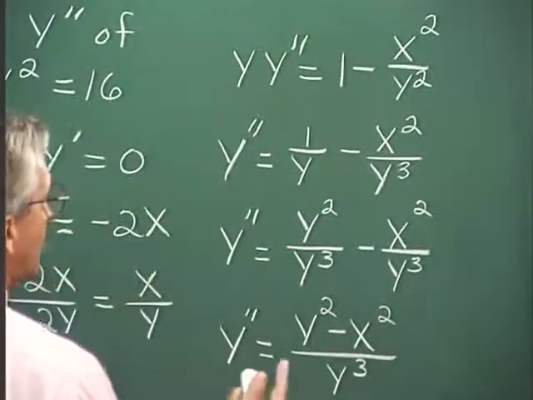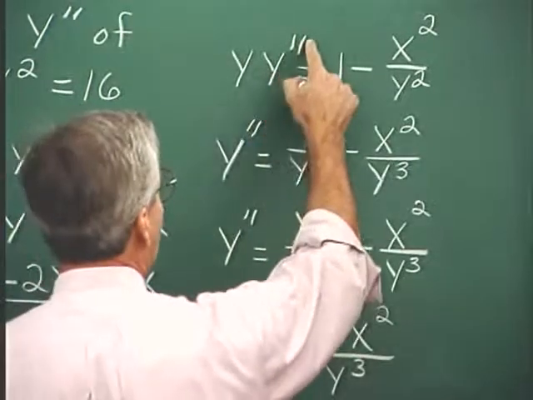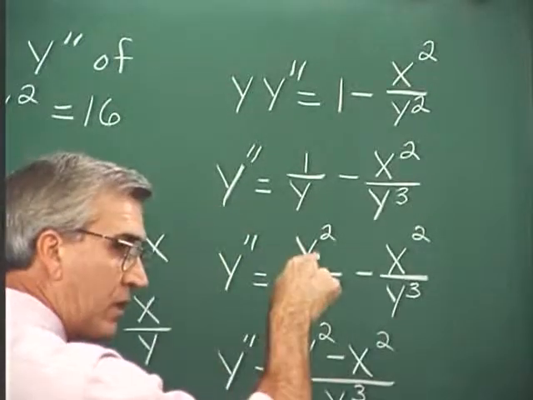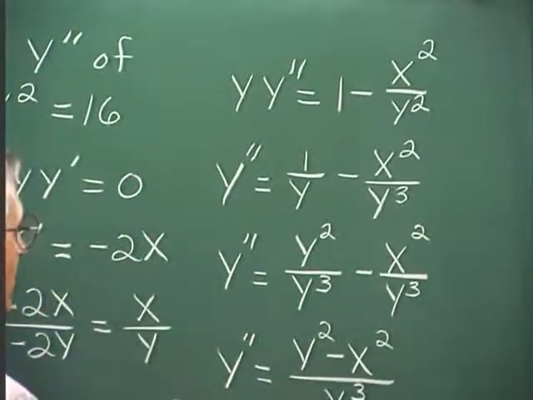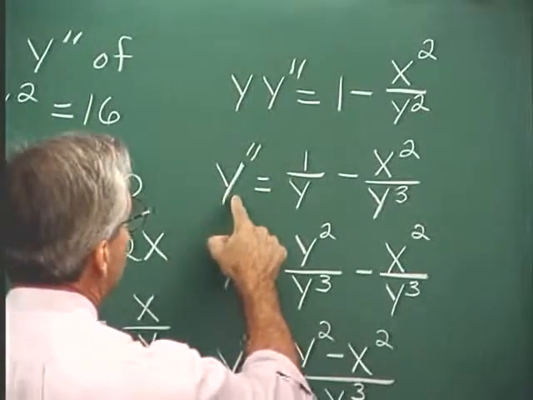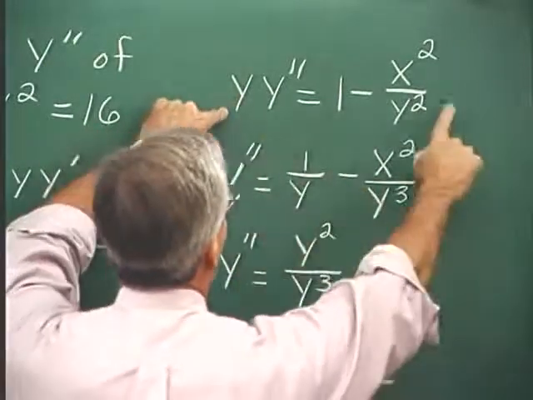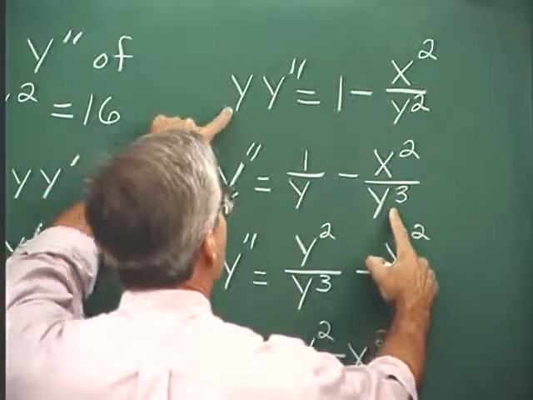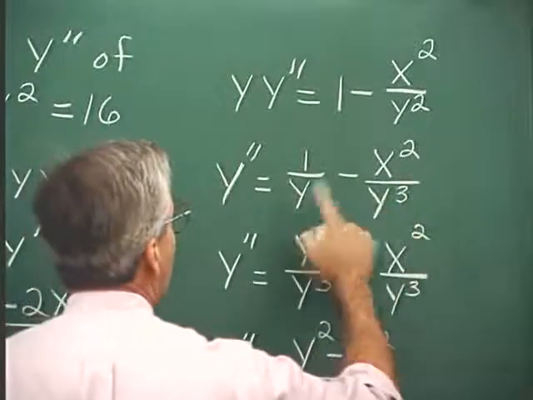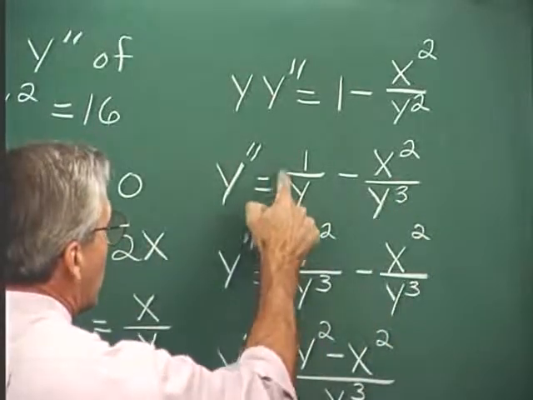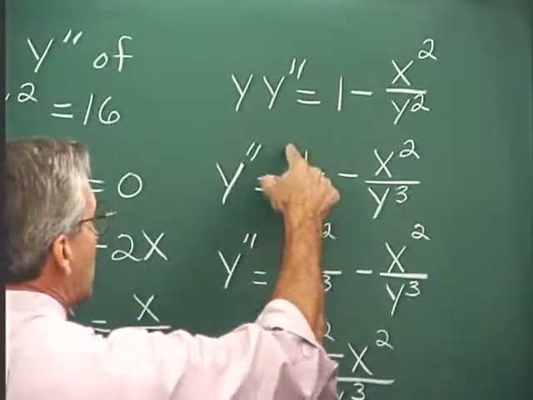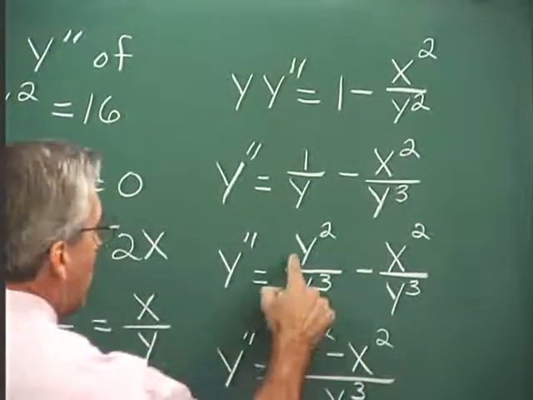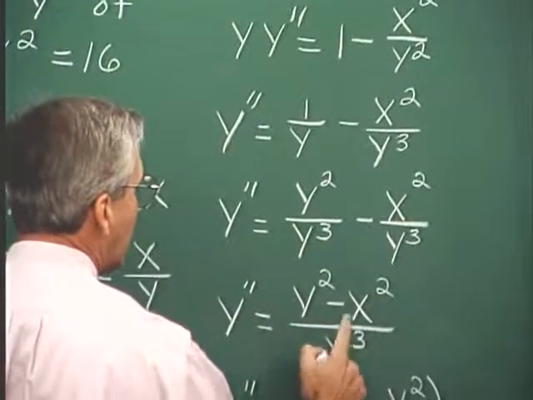Now, what I'm trying to do at this point is to isolate the y double prime, because I'm trying to find y double prime in this problem. That's the whole object. So let's see, y double prime then is, I'm dividing through by y, so this becomes 1 over y, and then x squared over y cubed. And now I'd like to bring these terms together, and I can do that by thinking of y squared over y squared here. So this would be y squared over y cubed. And then the denominators are alike, so I have y squared minus x squared in the numerator.